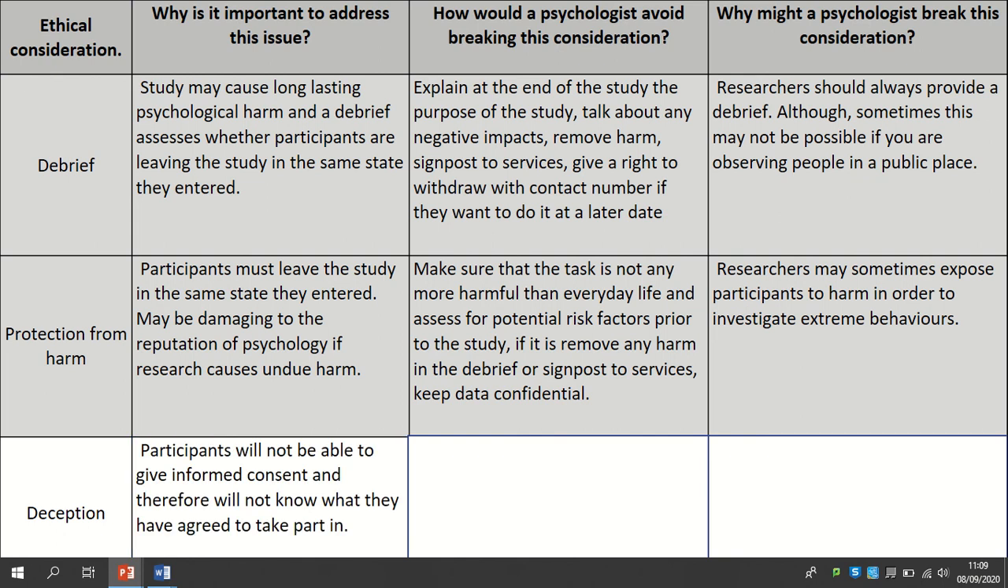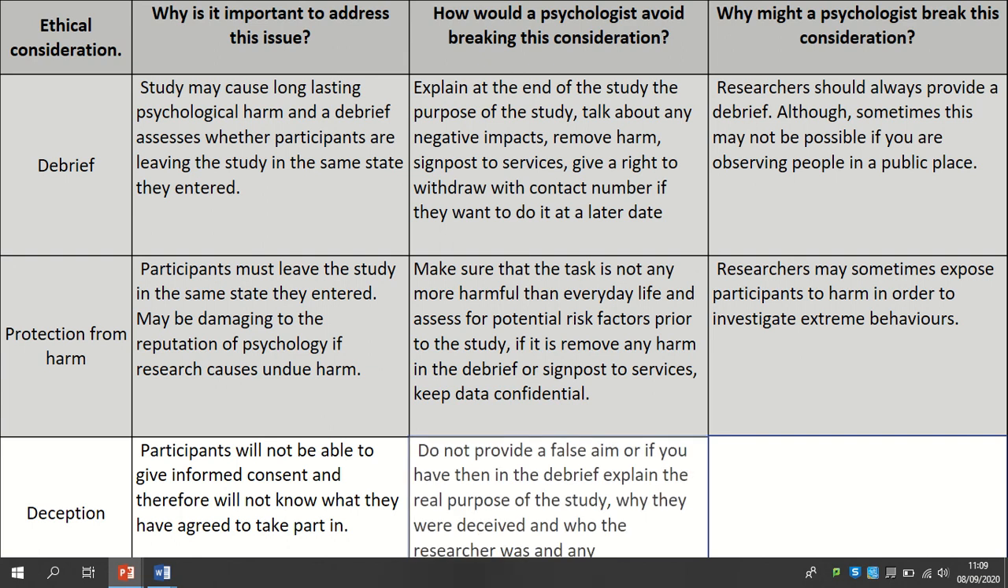Again, why is it important to address the issue of deception? Participants will not be able to give informed consent and therefore will not know what they've agreed to take part in. So it's really important to make sure you're not deceiving your participants. How might you avoid breaking it? Do not provide a false aim at the beginning. And why might you break it? To reduce demand characteristics. So again, pause this video and put this in your notes, please.